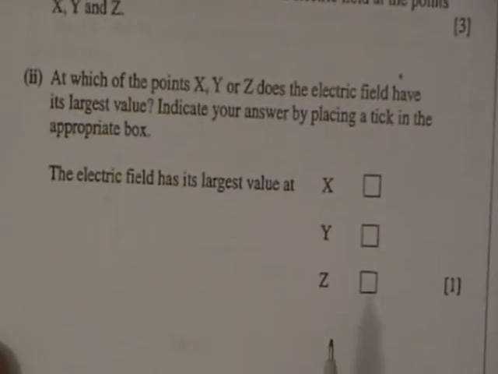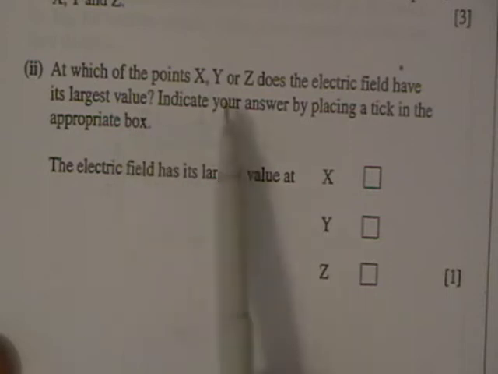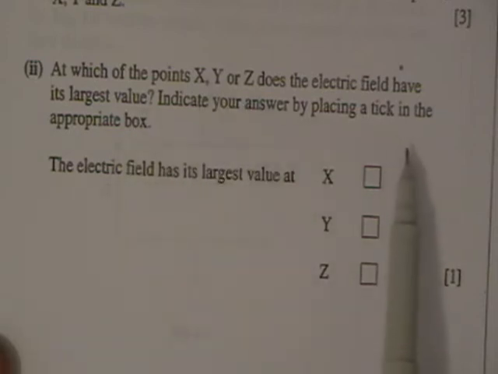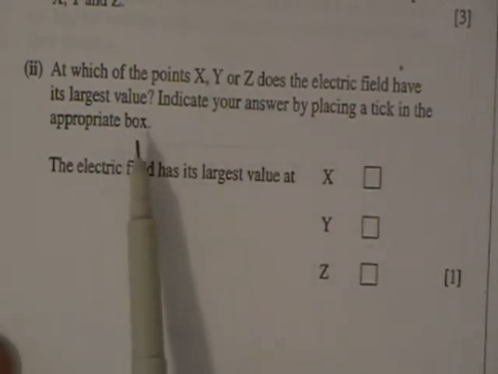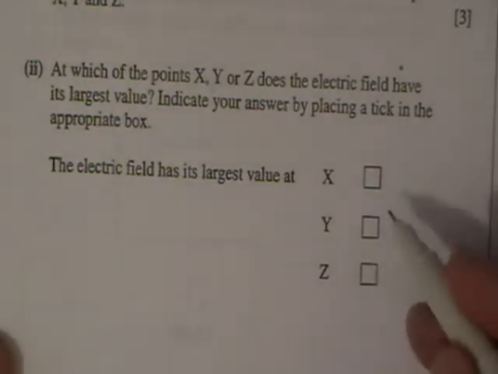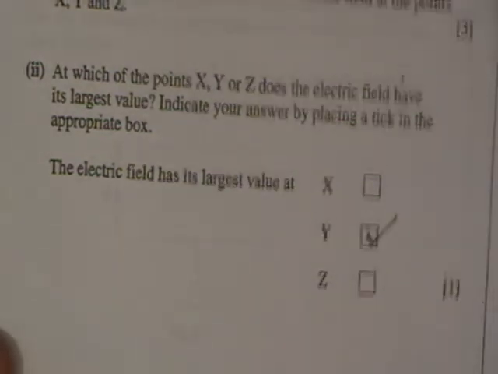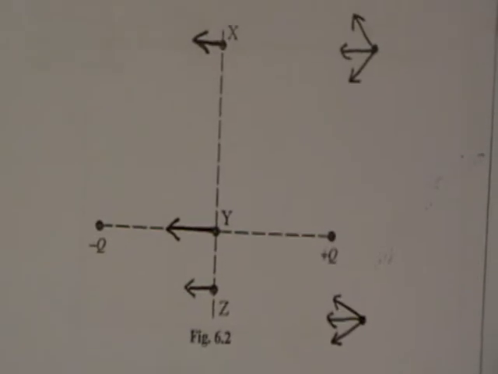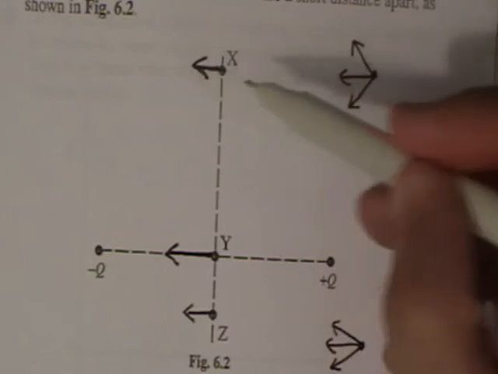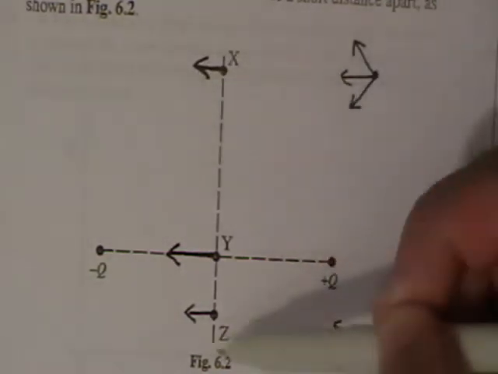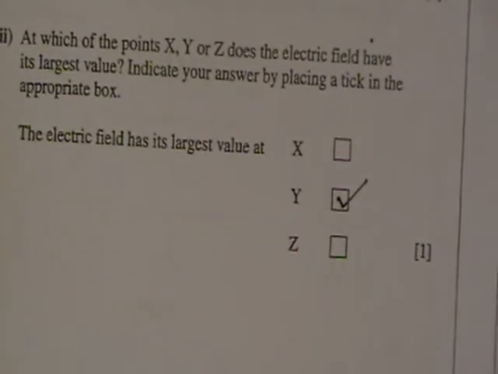Then it asks us to say at which points x, y or z does the electric field strength have its largest value, and that largest value is obviously going to be at y. Why would that be? Well, because this is all of the force from plus q and all of the force from minus q added together, whereas at z it is only a component of each added together. So obviously it will be largest at y.